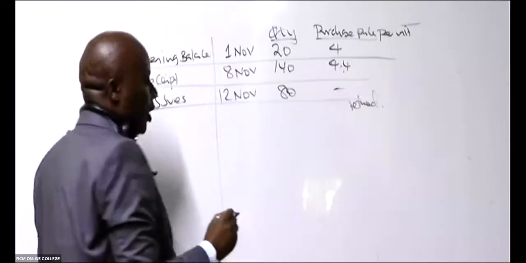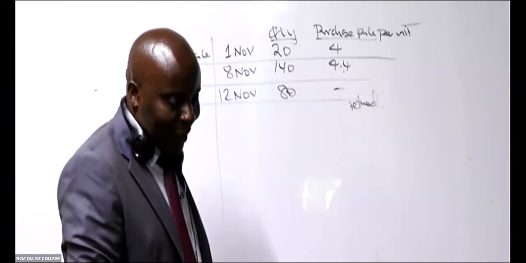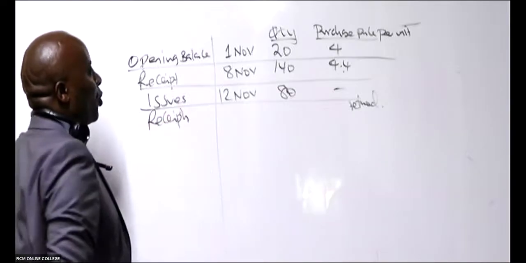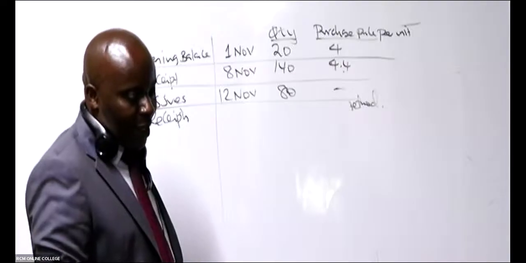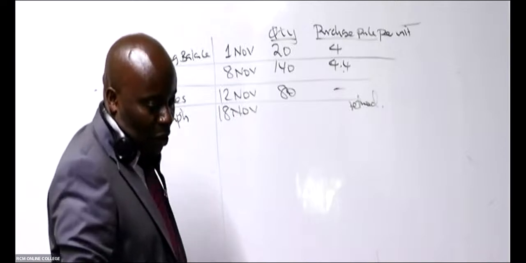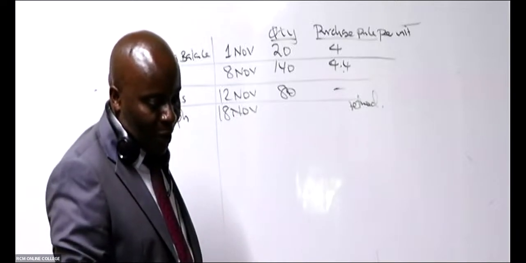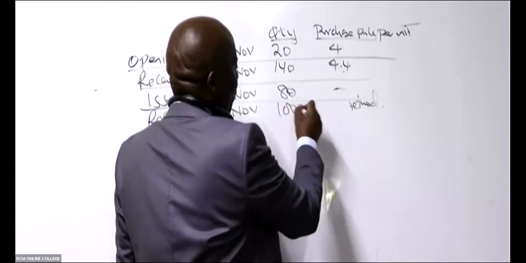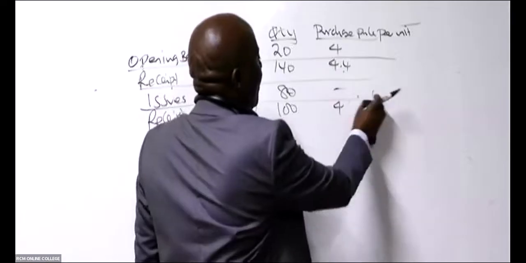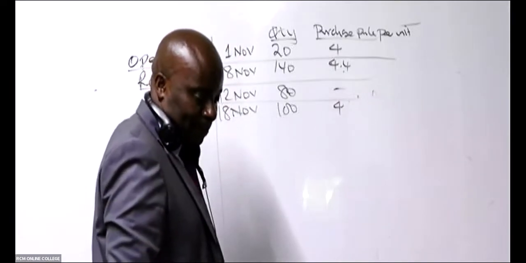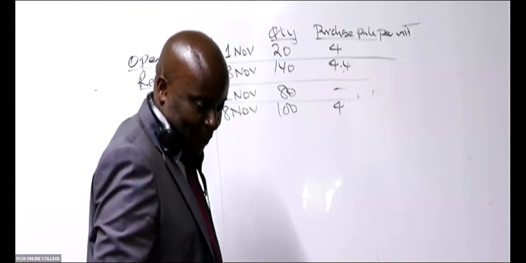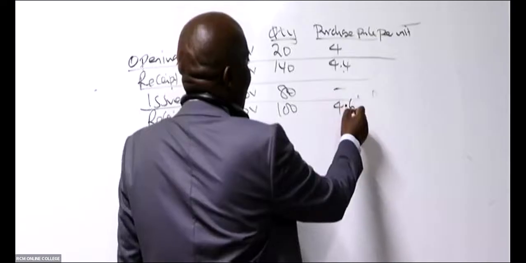So the next one, ladies and gentlemen, what do we have over here? Receipts. I can see 18th November. So on this 18th November, we have how many units here? 100. And because we received, then we are procuring, and I can see the figure is 4.6.